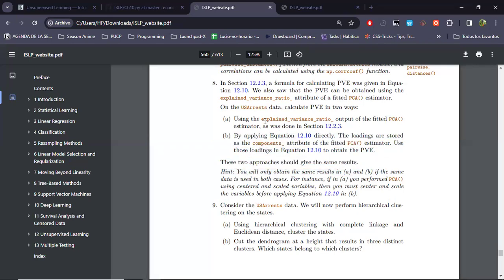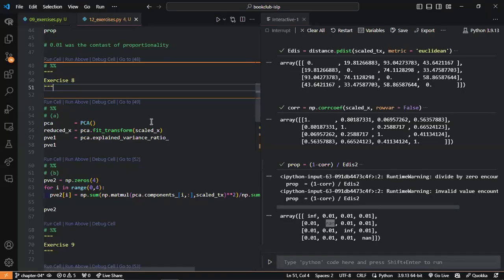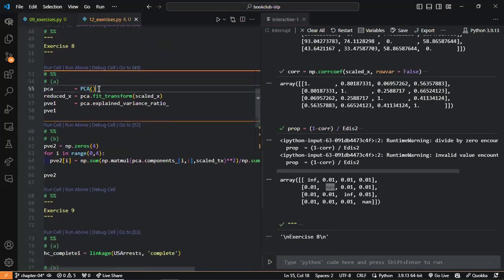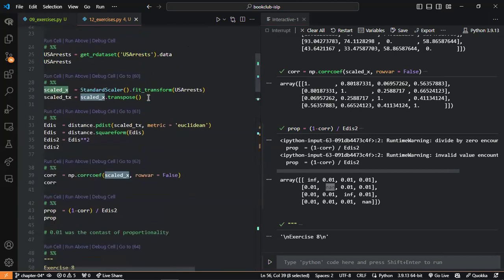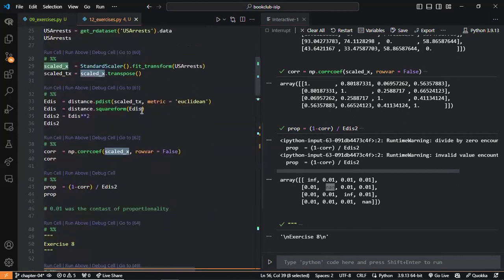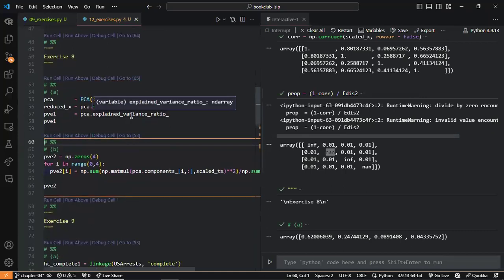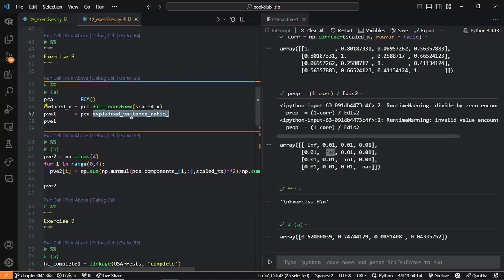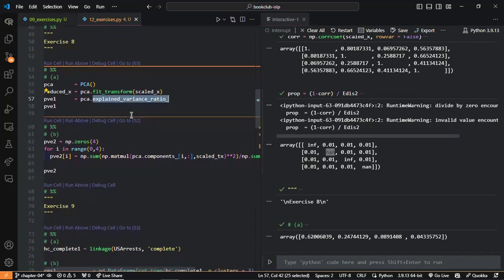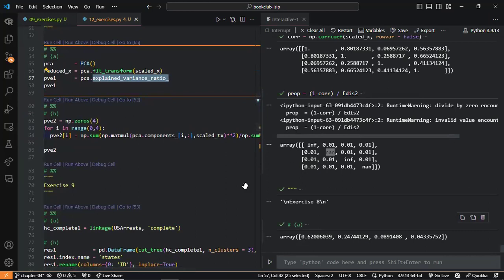So if we begin with section A, let's see. We feed this class with our particular already scaled data of the USArrests dataset. So we do that. And this is, well, sorry, it's not a method, it's a property. This is a property that was being calculated, the PVE of all of the principal components.